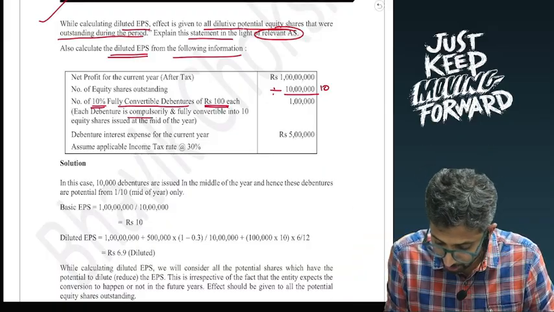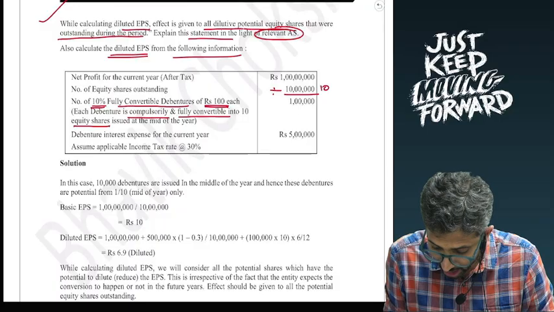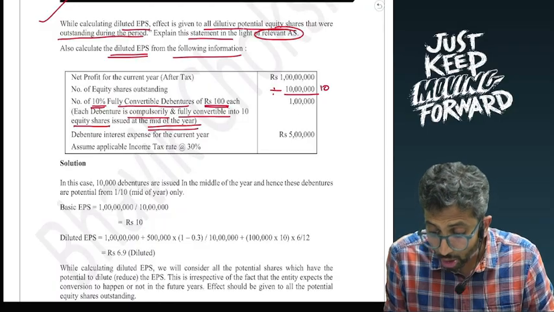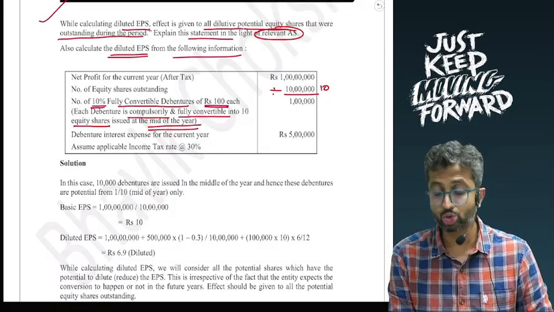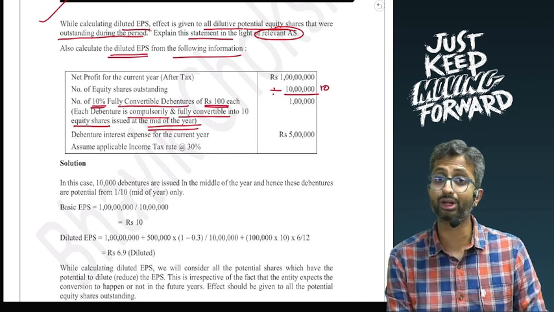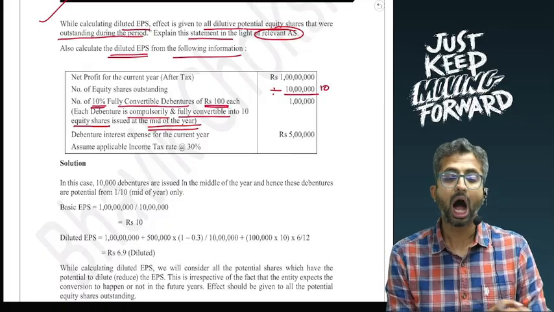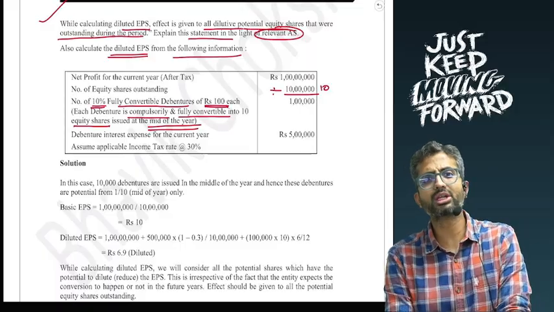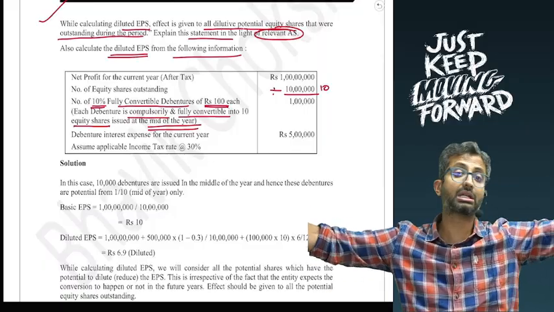Each debenture is compulsorily and fully convertible into 10 equity shares issued at the middle of the year. Now this is a little tricky. This time the debentures are issued at the middle of the year. So we will say that these debentures have the potential to become equity shares, and hence they are potential equity instruments. However, we usually include these potential equity instruments from the start of the year, assuming they must be existing at the start of the year.